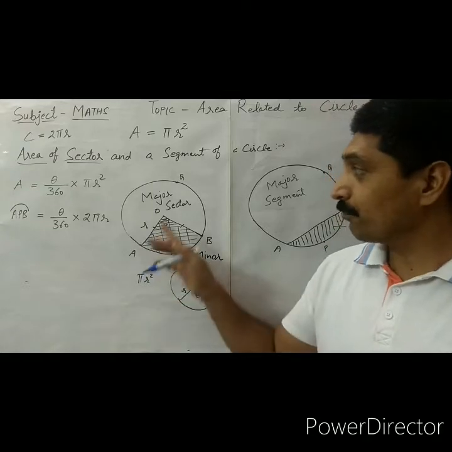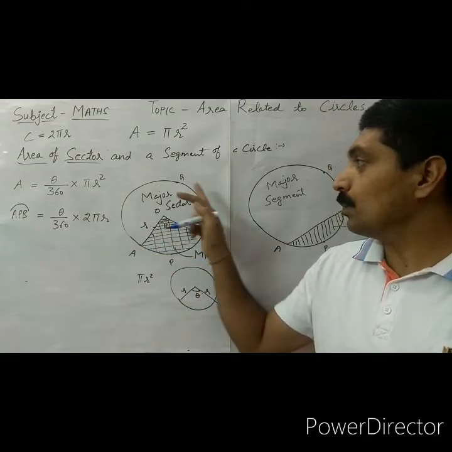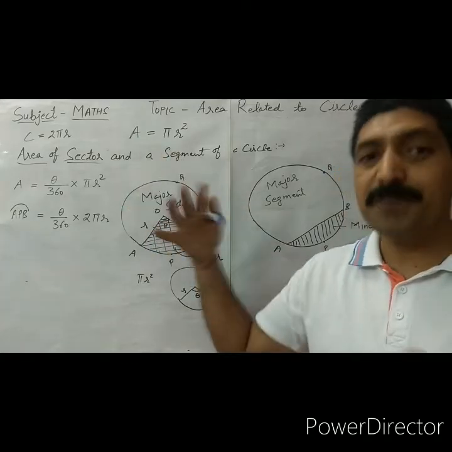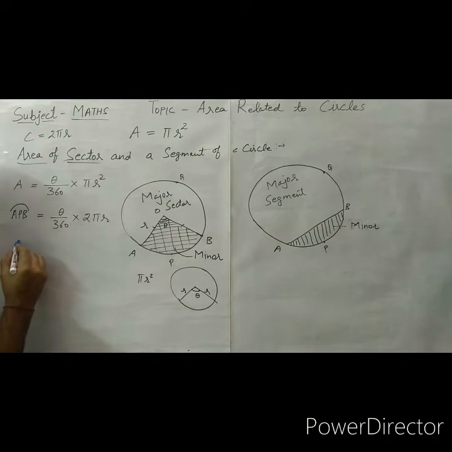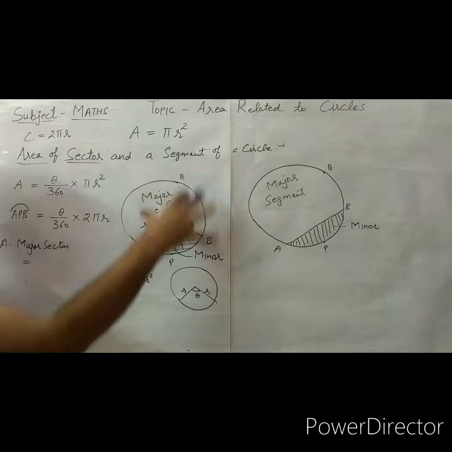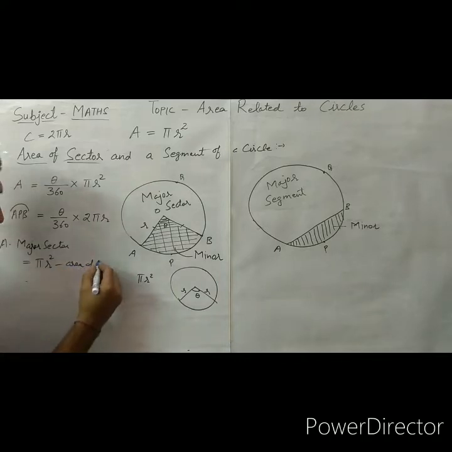Now, if we have to find the area of AOBQ or OBQA, meaning the major sector, the area of the major sector is equal to the area of the circle, that is pi r square, minus the area of the minor sector.